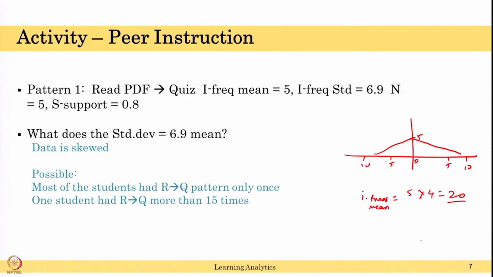Now consider if the standard deviation is really high, then there might be a chance that 3 students had the pattern only once and 1 student had the pattern around 17 times. It is possible. It is just one possible combination to get this particular standard deviation and mean. So altogether it is 20, so the mean is good.